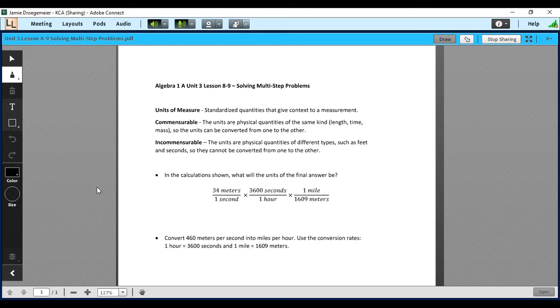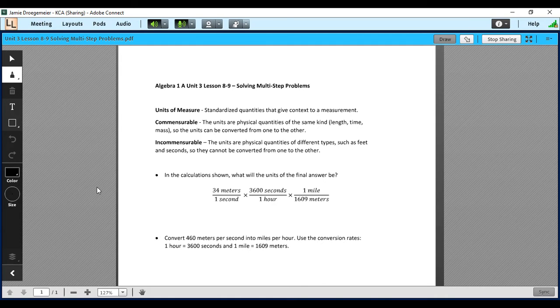Today we're in Unit 3 and looking at lessons 8 and 9, which is about solving multi-step problems. And we're going to be looking at some different unit of measure problems to help us understand this concept. And so just to start with, let's look at a few vocabulary terms here. So we have units of measure.